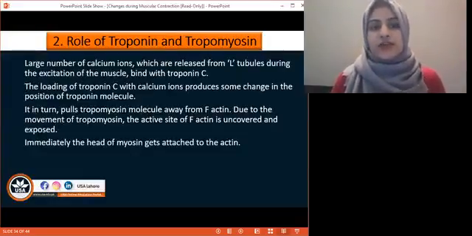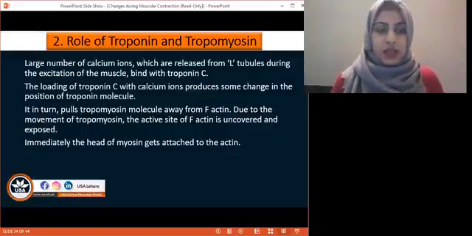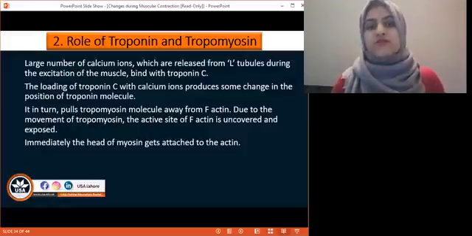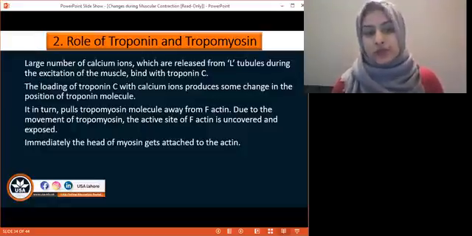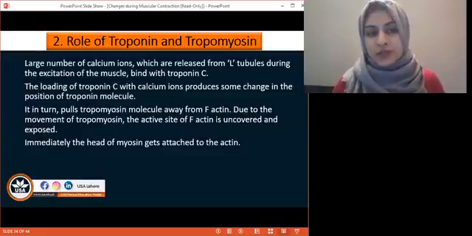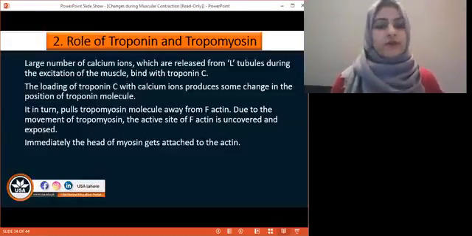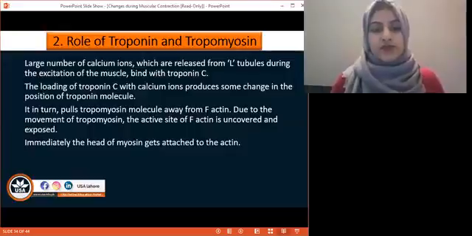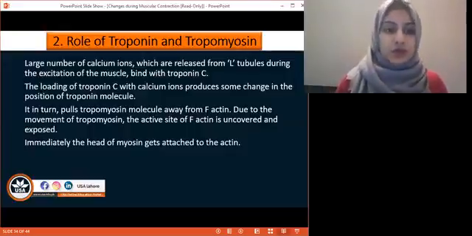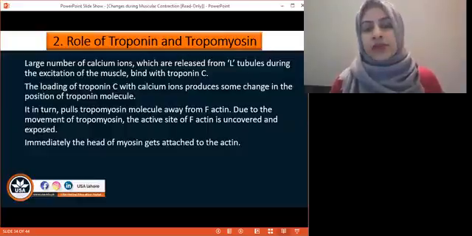Then the large number of calcium ions which are released from L tubules during the excitation of the muscle bind with troponin C. The loading of troponin C with the calcium ions produces some changes in the position of the troponin molecule. What happened? It in turn pulls the tropomyosin molecule away from F-actin. And due to the movement of tropomyosin, the active site of F-actin is uncovered and exposed. So the large number of calcium ions which were released from L tubules during the excitation of muscle now have to bind with troponin C.